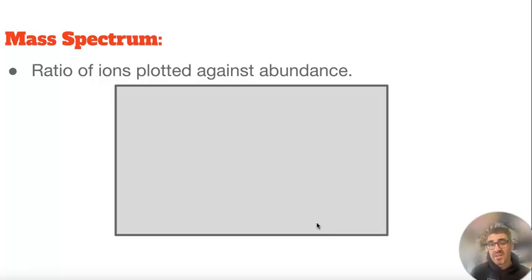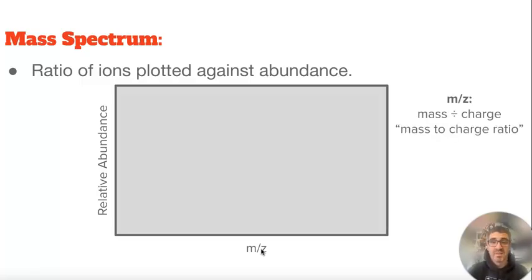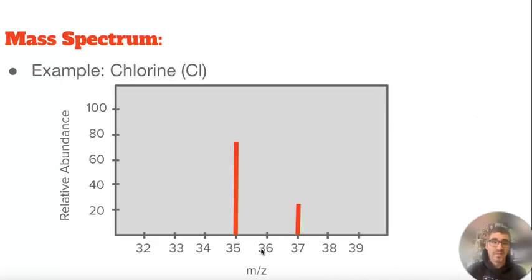It's plotted as the mass to charge ratio of ions relative to the abundance. So on the x-axis, you'll see m/z, and on the y-axis, you'll see relative abundance. m/z is simply the mass of the fragment divided by its charge, which is why you often hear it called the mass to charge ratio. Sometimes you'll see it as m/e or mass number.